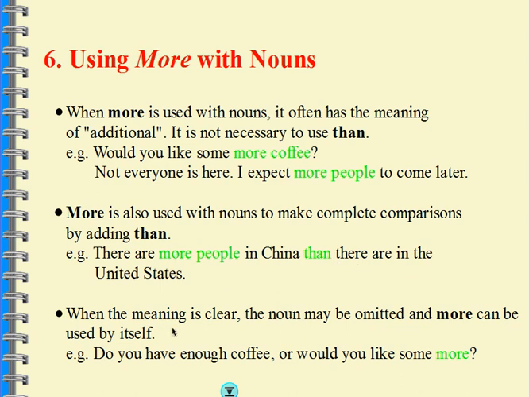When the meaning is clear, the noun may be omitted and more can be used by itself. Example, do you have enough coffee? Or would you like some more? Instead of saying, or would you like some more coffee?